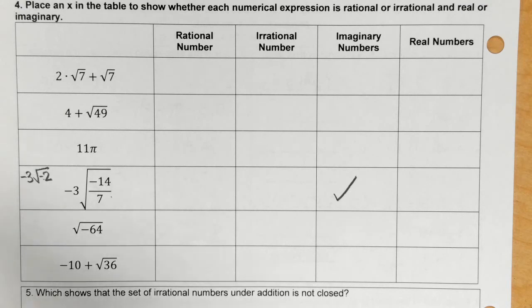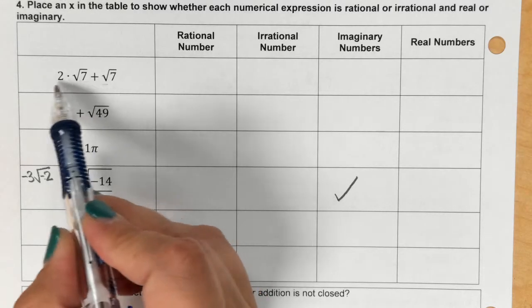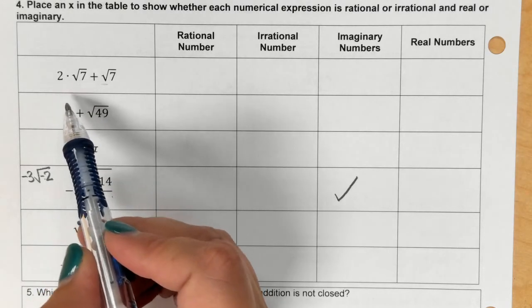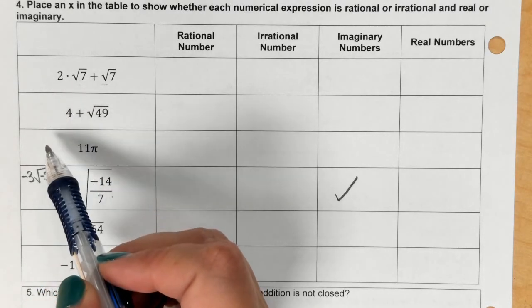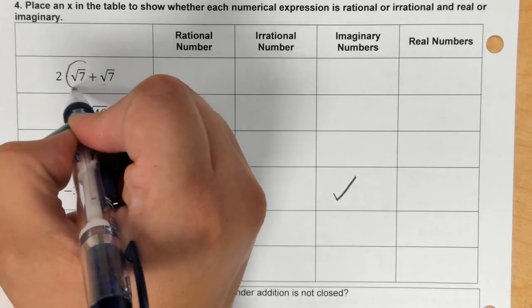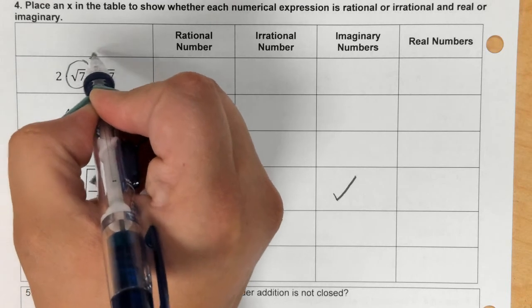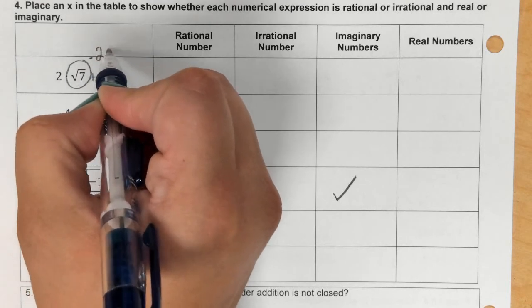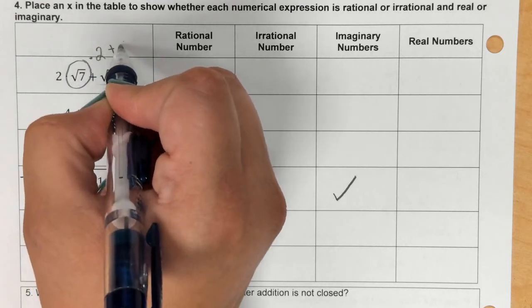Okay, let me ask you this. For that first problem, this right here, what would you guys put into your calculator first? Like, what would you do to solve it? You would find the square roots of the set. I would do this one first. Then I would times that by 2. And then I would add the square root of 7.